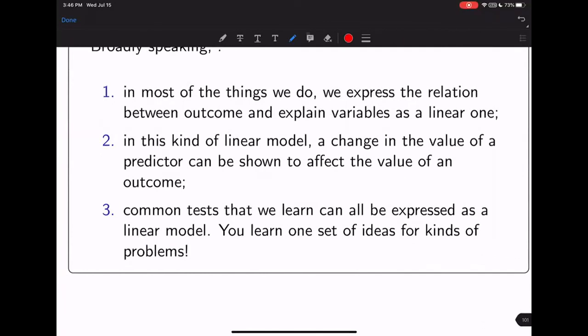In most of the things we do, we express the relationship between an outcome and explanatory variables, typo there, sorry, as a linear one. The t-test and correlation, we can express them as a linear model. So if you want to learn stats, start with linear modeling, right? That will be a useful place to start.